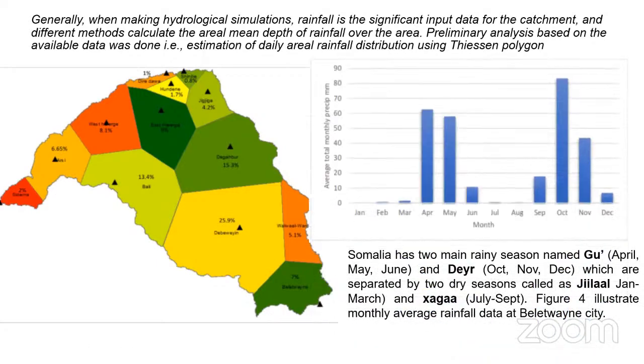If we come to another statistical analysis, Somalia has two main rainy seasons. One starts in April and ends in June. Another rainy season starts from September to November. Between them there are dry seasons. From April to June is one rainy season. Then from July to September there is a dry season, with no rain at all. Then the rain starts again in September and ends at the end of November.